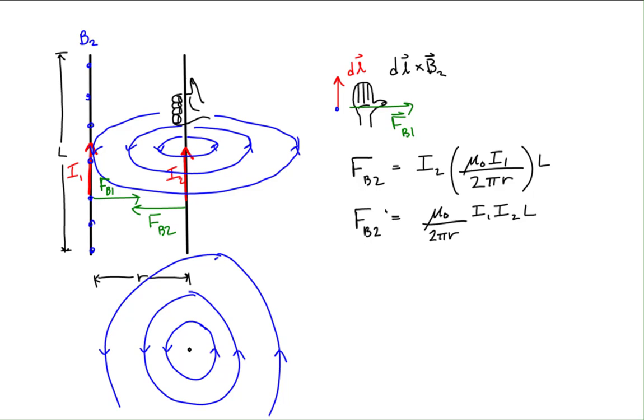And if we were to do the same work to find the magnetic force on wire 1, we would see that the magnetic force on wire 1 is equal to the magnetic force on wire 2. And that's also told to us by Newton's third law. So here we have the magnitude of the magnetic force on each wire, and each wire will exert an attractive force on the other.